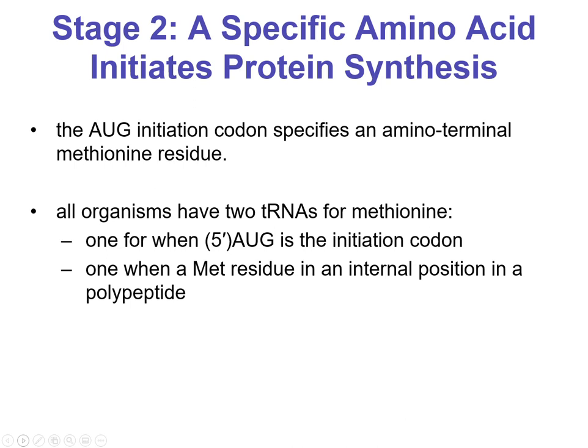We have to make sure that there's a specific amino acid that actually initiates protein synthesis, and that's the AUG initiation codon. All organisms have two tRNAs for methionine. There's one for when that AUG is the 5' AUG, that's the initiation codon. And then there's the one when you have an internal methionine residue within a polypeptide.